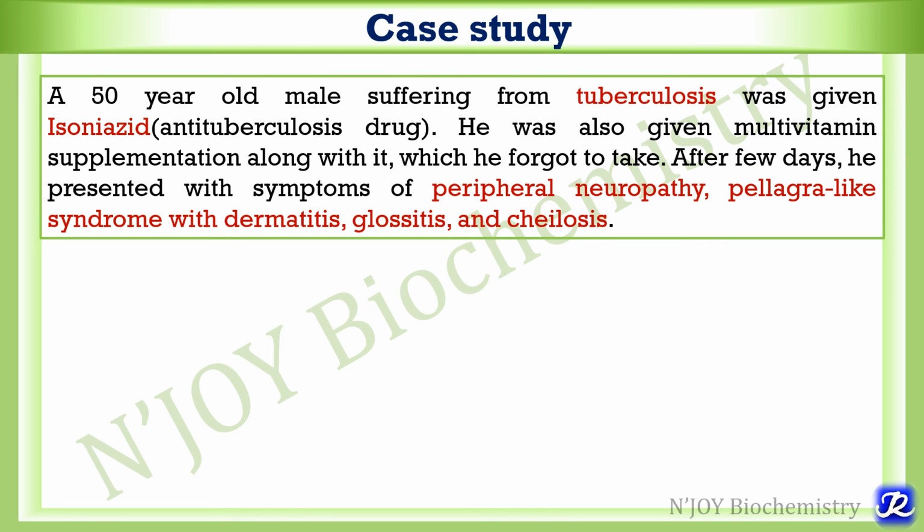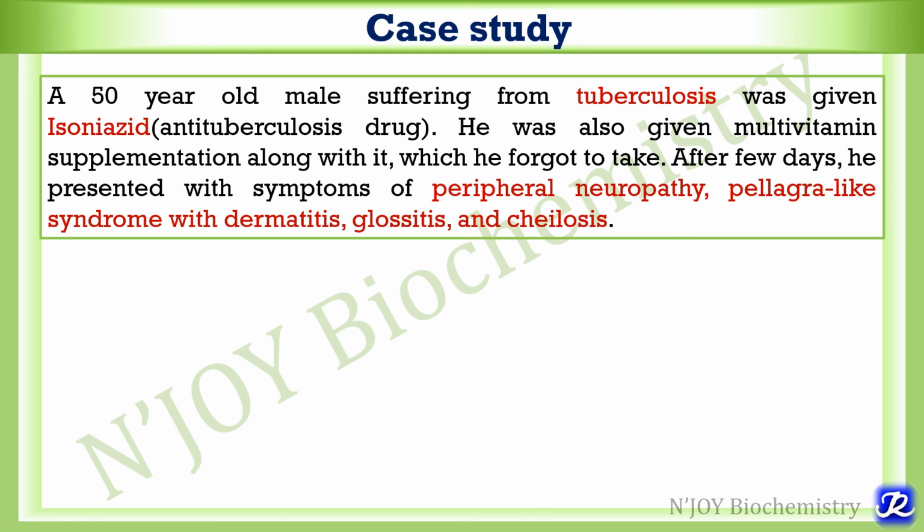A 50-year-old male suffering from tuberculosis was given the anti-tuberculosis drug isoniazid. He was also given multivitamin supplementation along with it, which might include pyridoxine, but he forgot to take it. After a few days he presented with symptoms of peripheral neuropathy. There are symptoms of peripheral neuritis and a pellagra-like syndrome with dermatitis, glossitis and cheilosis. This is because of niacin deficiency, which is manifested in vitamin B6 deficiency.